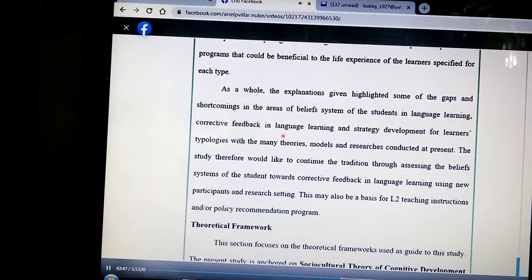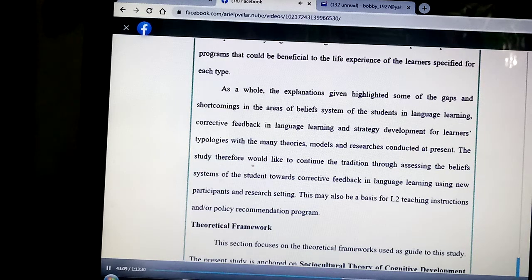Okay? Ito, sample po. Sample from the actual thesis nung pinakita ko kanina. Ito yung kanyang last paragraph. Okay? As a whole, the explanations given highlighted some of the gaps and the shortcomings in the areas of belief systems of the students in language learning, corrective feedback. Yan. Yung mga key terms niya po uli yan.